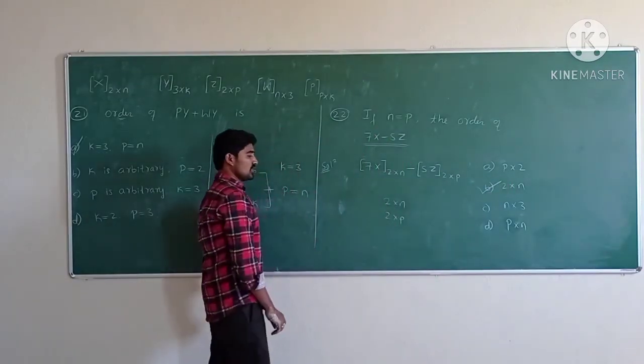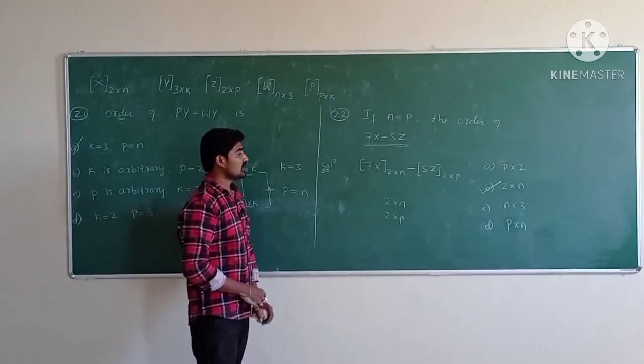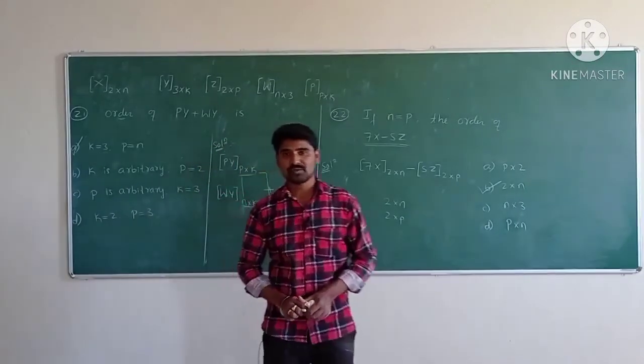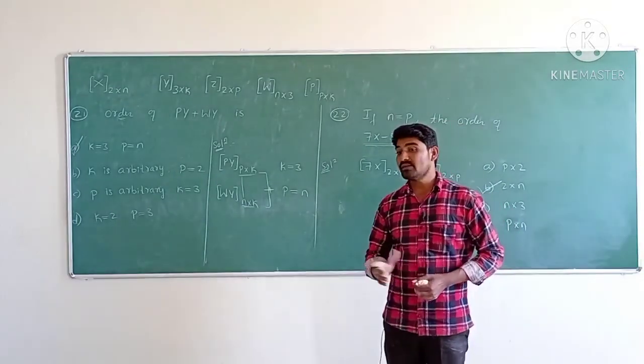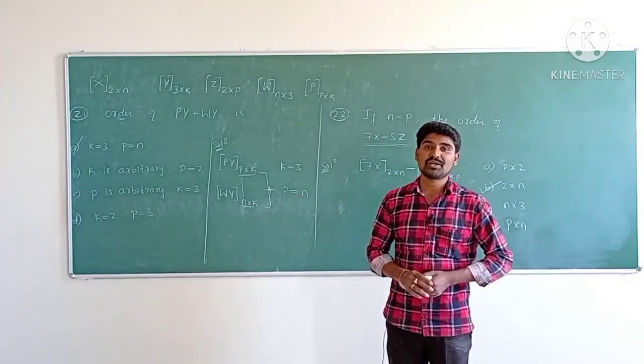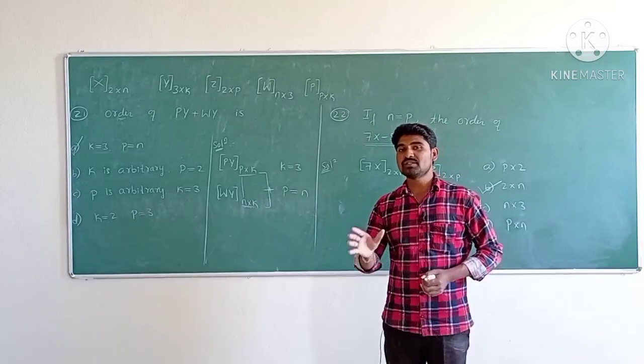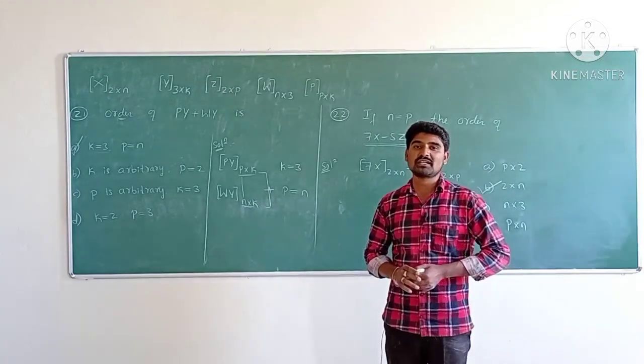So therefore, the option 2 cross n, option B, is the correct answer. I hope all of you understood. If possible, take notes. And this is all about exercise 3.2. And one more thing, there are some solved questions in your textbook before exercise 3.2. Those questions are also very important for your examination. So practice all the questions.